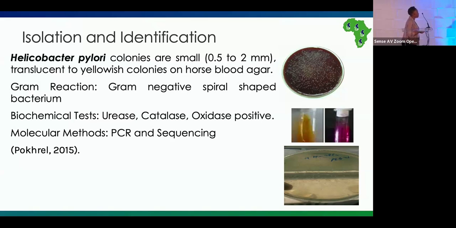The biochemical tests to confirm the presence of H. pylori include urease, catalase, and oxidase, which are positive for H. pylori. If you look at this, the urease reaction in the initial state, if H. pylori is introduced, it will be like this, but if it's positive, it will give a baby pink color. Then confirmation can be done using PCR and sequencing.